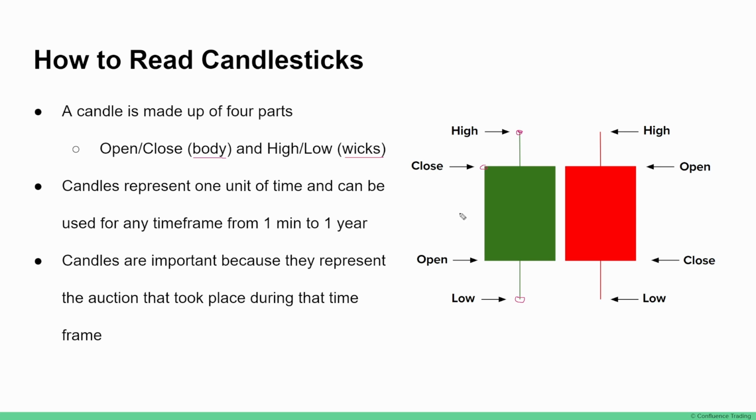Candles can represent any unit of time. You could have 1 minute or even 5-second candles. And you can go all the way out to, again, 1 year or any time frame that you want to represent. Candlesticks are important because they represent the auction that took place during that time frame. So they give us a lot of information that you can't get in line charts.